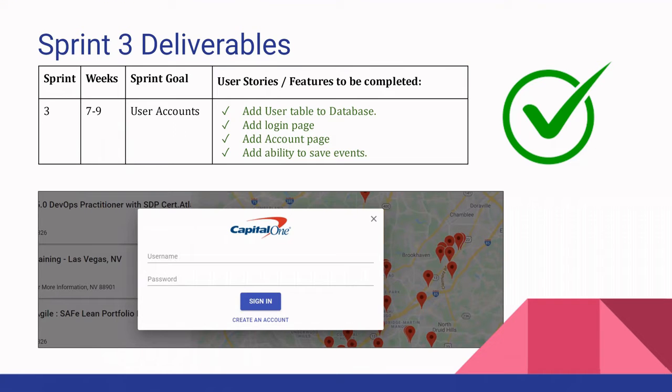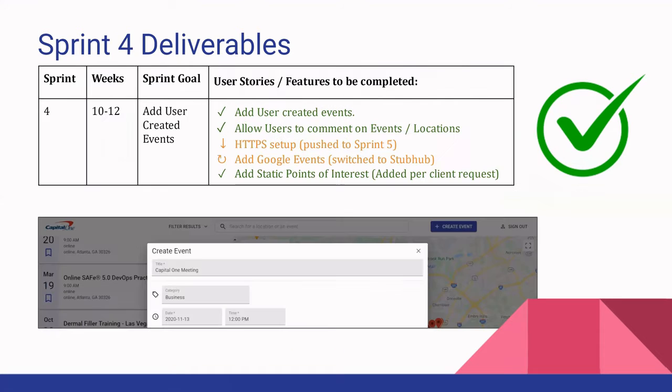In Sprint 3, our primary goal was to add user accounts. This would be accomplished through adding a user table to the database, adding a login page, an account page, and adding the ability to save events. All of these goals were accomplished in that sprint. That's where we were starting at the beginning of Sprint 4.